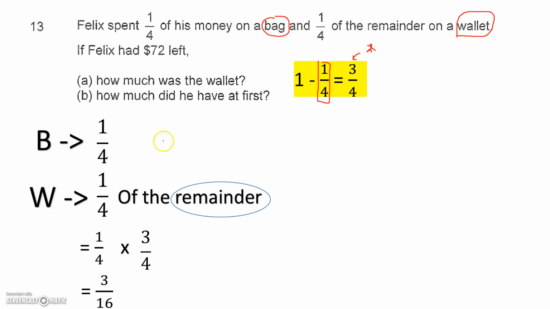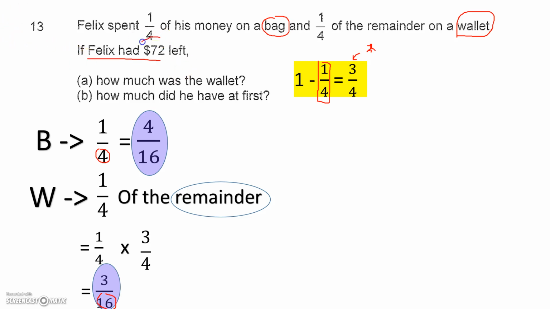Now take a look. Here, 4 is the denominator. Here, 16 is the denominator. We are all talking about the same thing, Felix's money, but the denominator is not the same. So we might want to change 1/4 to the same denominator, 4/16. So now we are looking at two different fractions. Bag, 4/16. Wallet, 3/16. And the question continues.